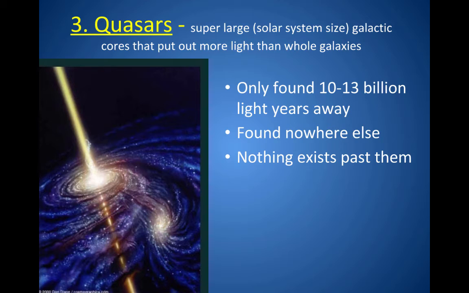And then when we look at these that are in this range, 10 to 13 billion light years away, they're also the farthest things that we see. We don't see anything past them. There aren't any stars past them. We have some incredibly powerful telescopes, and we pick up light from these quasars, and we don't find anything past them. And it's not because our telescopes can't pick them up, it's because there's nothing there.